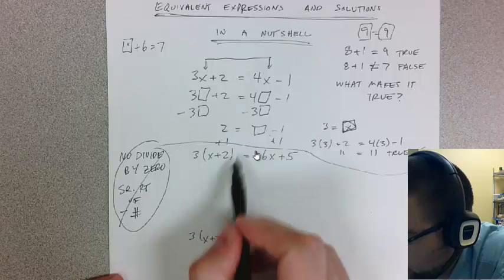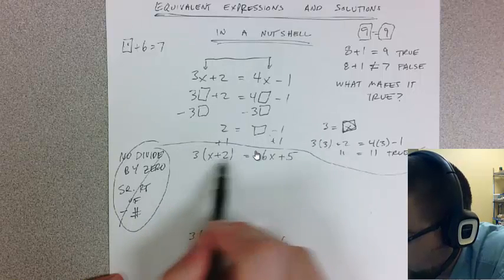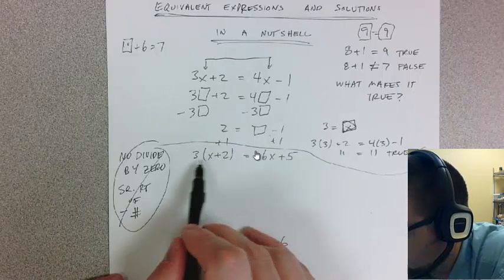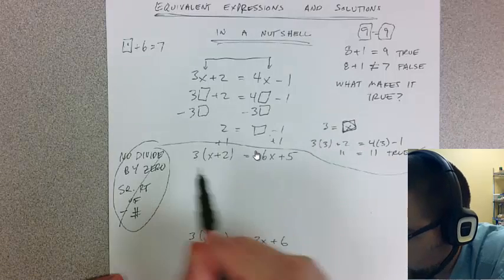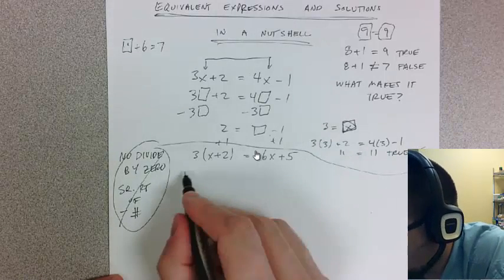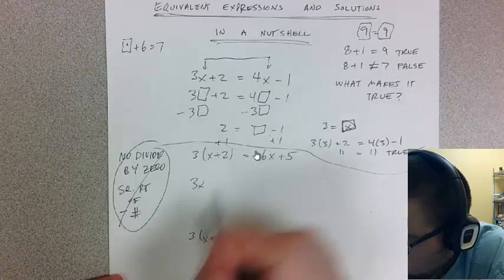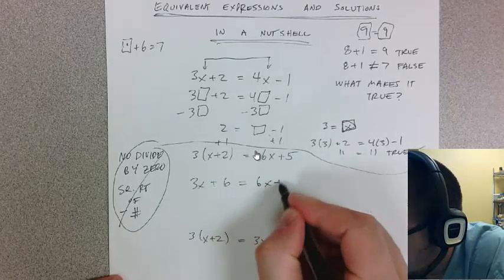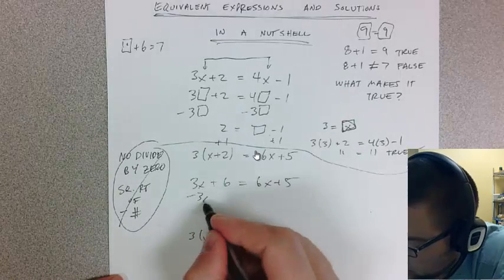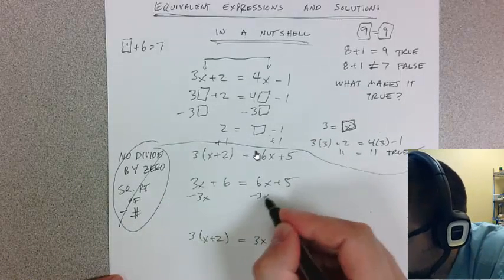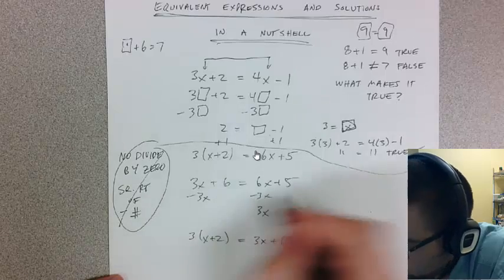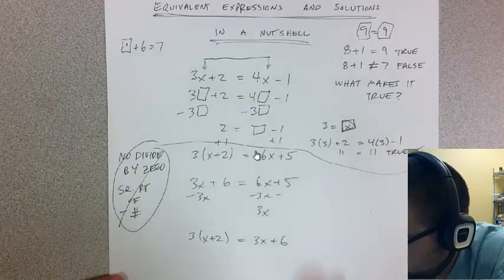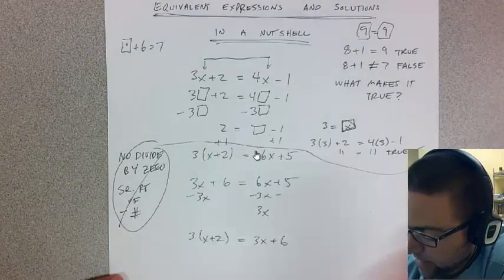Well, I know a rule that I can use to make this a little simpler for me. I can use the distributive property. I go 3 times x, and 3 times that number, which is 6, is equal to 6x plus 5. And then I just move things over. I'm going to subtract 3x on both sides. And then I'm going to move that 5 over there, because I want to get the 1x by itself, added to nothing.